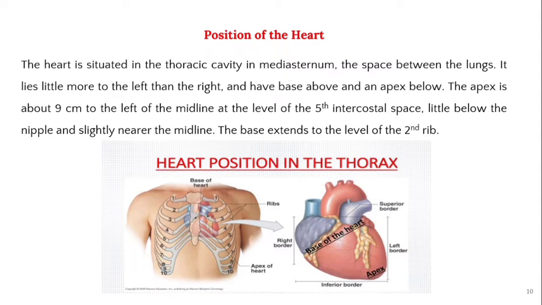So the heart is situated in the thoracic cavity in the mediastinum, the space between the lungs. It lies a little more to the left than the right and has a base above and an apex below. The apex is about 9 cm to the left of the midline at the level of the fifth intercostal space, a little below the nipple and slightly nearer the midline. The base extends to the level of the second rib. So in this picture, we can see the heart position in the thorax.